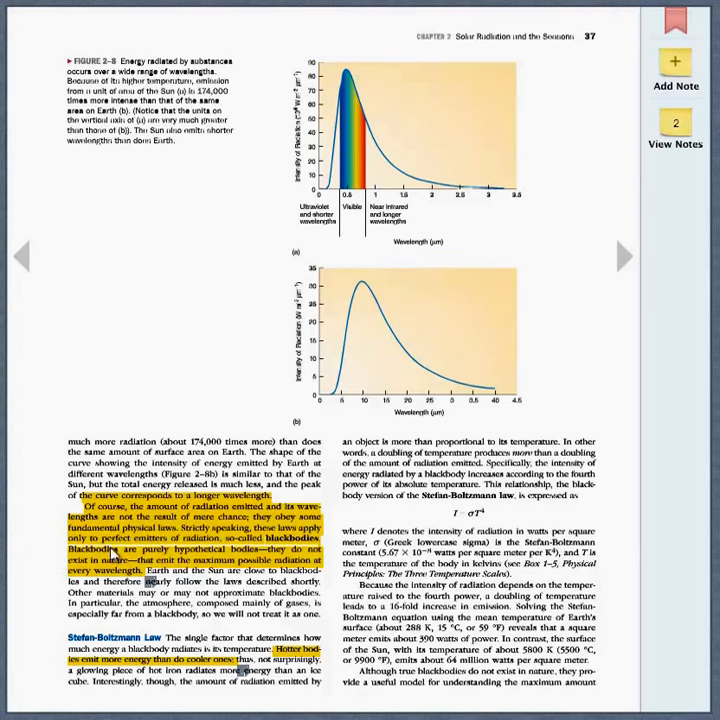A black body is a purely hypothetical body. It's not real. They do not exist in nature. What they do is they emit the maximum possible radiation at every wavelength, and you need to know that definition for black bodies. Understanding the Stefan-Boltzmann law, you need to know that hotter bodies emit more energy than do cooler ones. That means if you're sitting out on hot concrete, it's emitting more energy than cool concrete would.